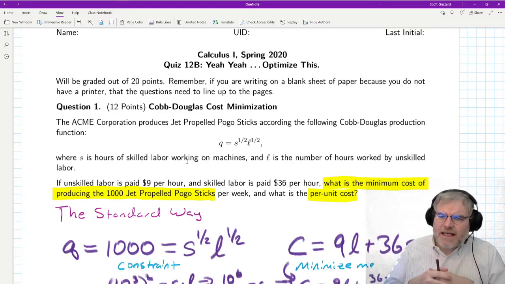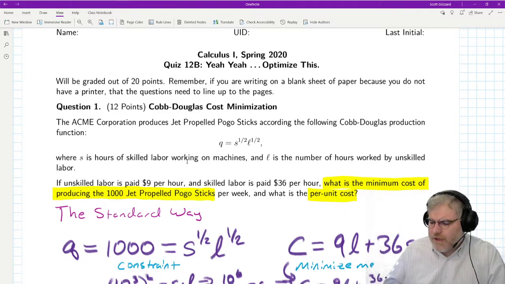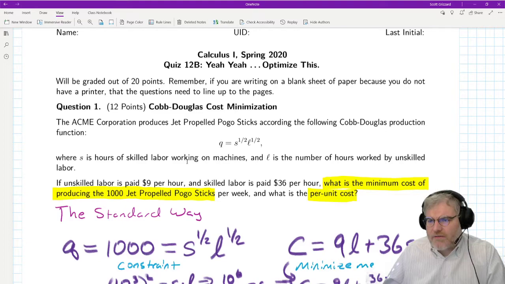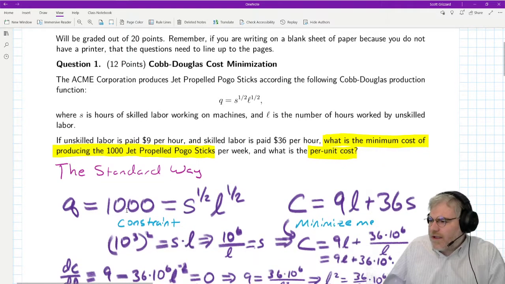Now, the idea is that I have this output function, right? My quantity output is equal to the skilled labor to the 1/2 power, to the 0.5, or the square root of skilled times the square root of unskilled. So what I do is I have quantity, and that needs to equal 1,000, and that equals S to the 1/2 L to the 1/2. And then I have my cost function, right? I need to pay my unskilled labor $9 an hour. Okay. So it's 9 times L.